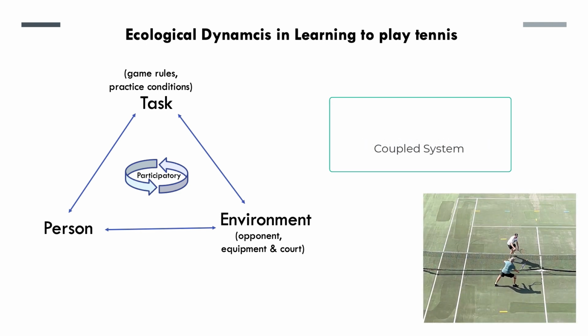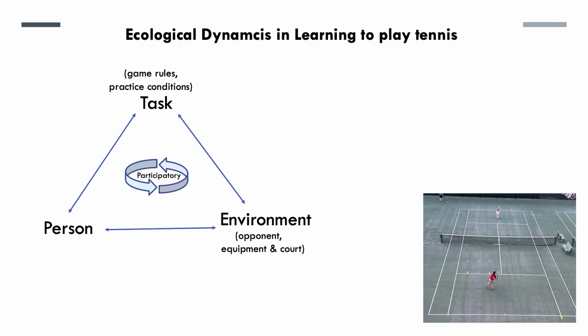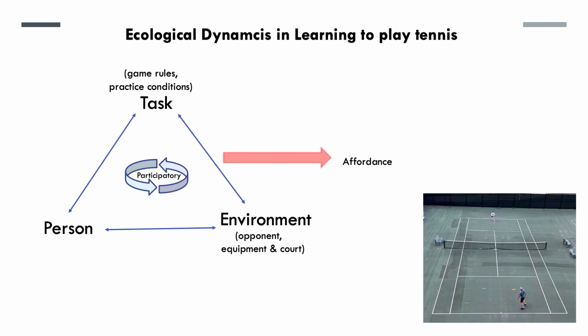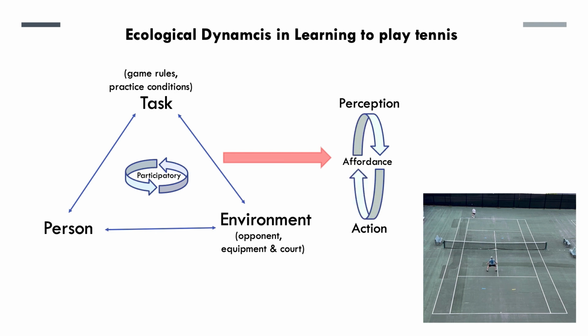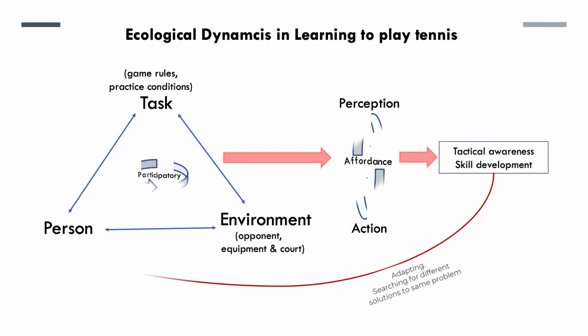For tennis players in a game, each point is a learning experience, a movement conversation, as they strive to gain advantage, continuously testing each other, adapting to each other, developing more refined skills. The key idea is that players need to continually search for different solutions to the same problem, a process of trial and error adjustments, until their actions more effectively adapt around the affordances in their environment that they can attempt to take advantage of when they play the game.